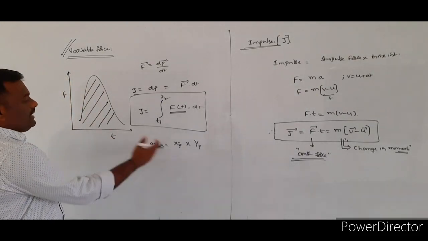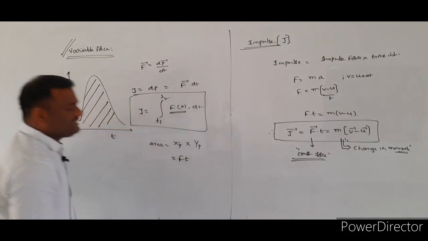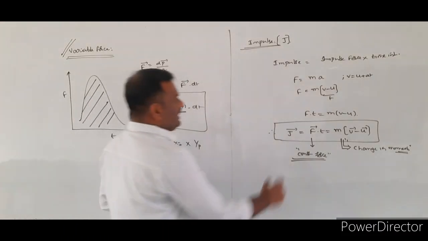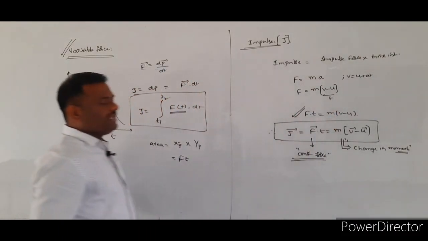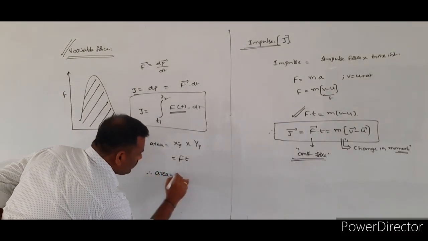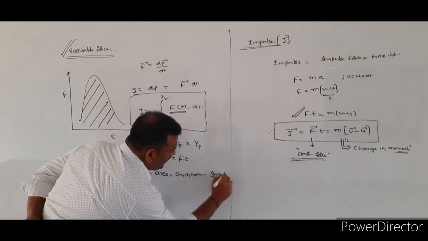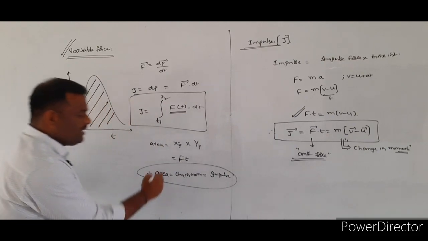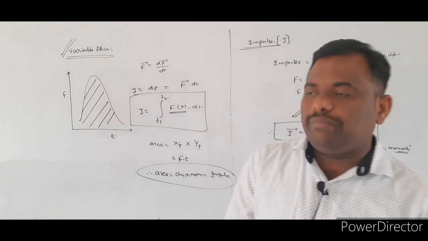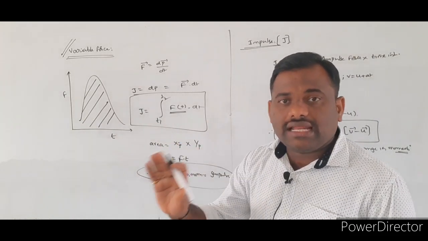Here the physical quantity along the y-axis is F, and the physical quantity along the x-axis is T. Therefore, area is equal to F into T. F into T is nothing but change in momentum. Therefore, the area value is equal to change in momentum, which is equal to impulse. Because of this, we say the area under the F-T graph gives impulse.